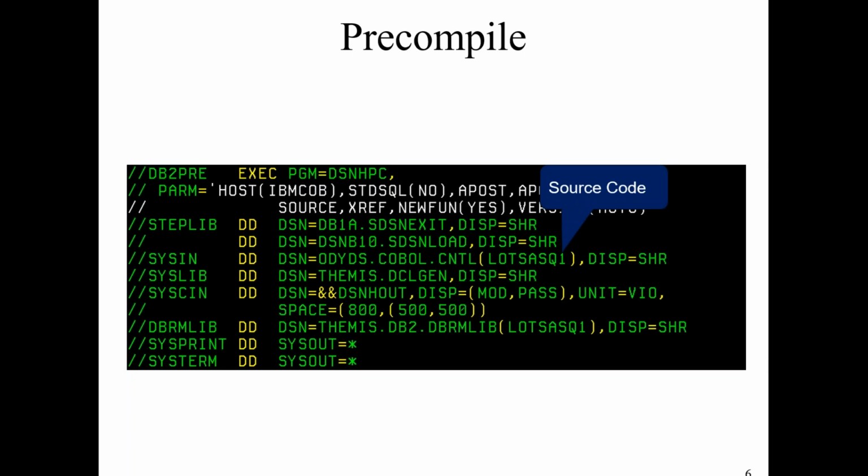There's a DD in the precompiler called SYSIN, and I've got a partitioned data set there that has a member called LOTSASQ1. Okay, so that is a COBOL program source code, and again, that COBOL program has COBOL in it, and it's got a bunch of delimited SQL statements in it as well. So that's my source code.